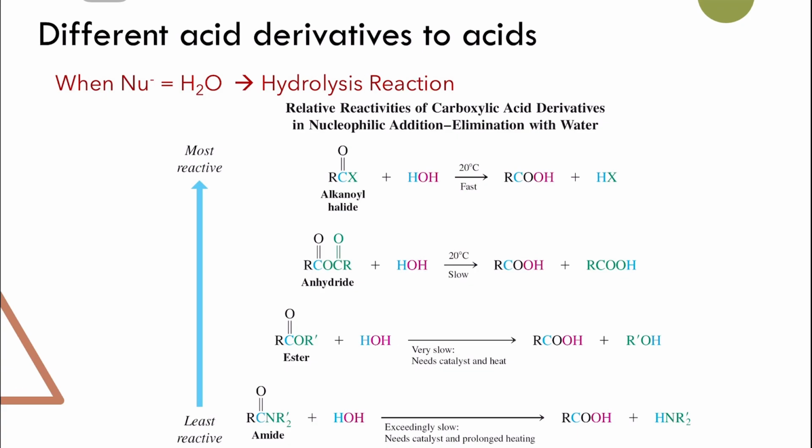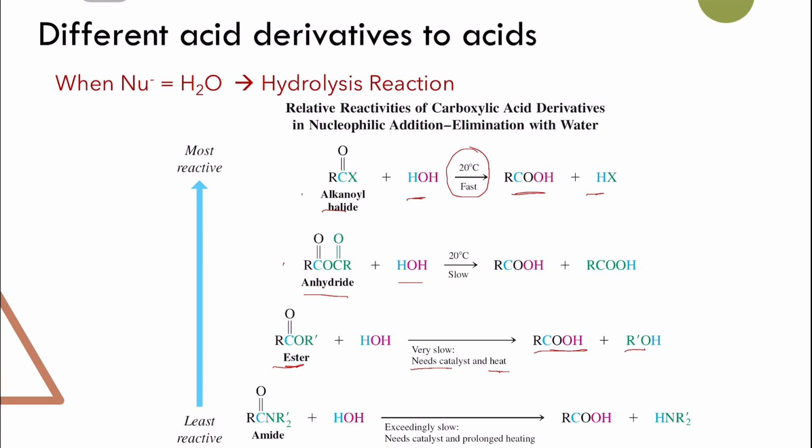For the acid chloride, the reaction with water at 20 degrees, at room temperature, will be very, very fast and will give you the acid and hydrogen halide. For the anhydride, the reaction with water can proceed at room temperature, but it will be a bit slower compared to the acid chloride. This is because the anhydride is less reactive than the acid chloride. With an ester, the reaction at room temperature will be very slow. We would need a catalyst and heat in order to give the acid and the alcohol.